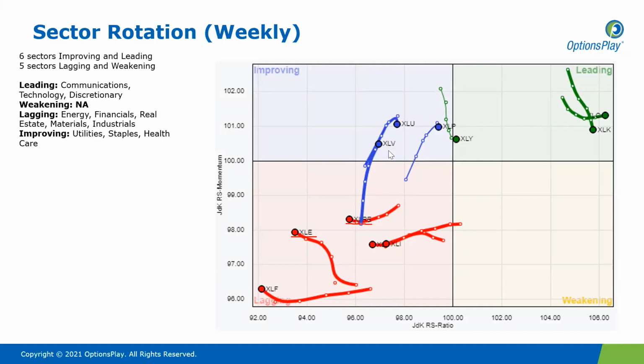In our improving sector, we have our three defensive sectors in staples, utilities, and healthcare, all showing very good momentum. So it does indicate that investors, due to the uncertain nature of markets currently, are still rotating towards these defensive sectors.